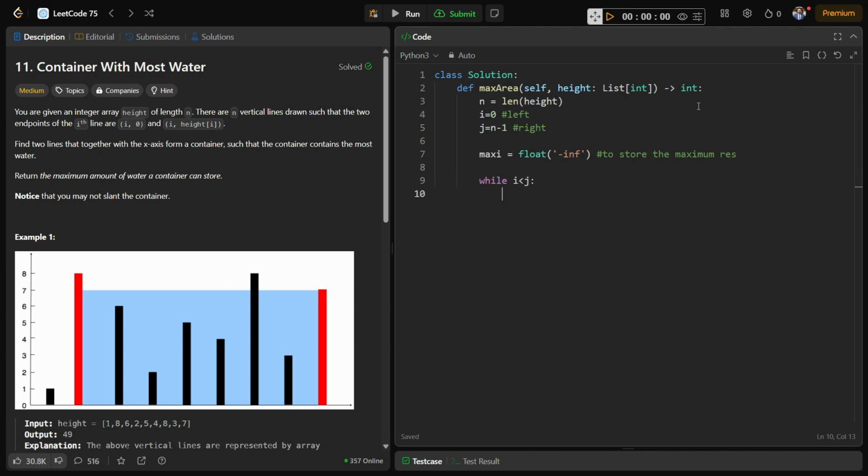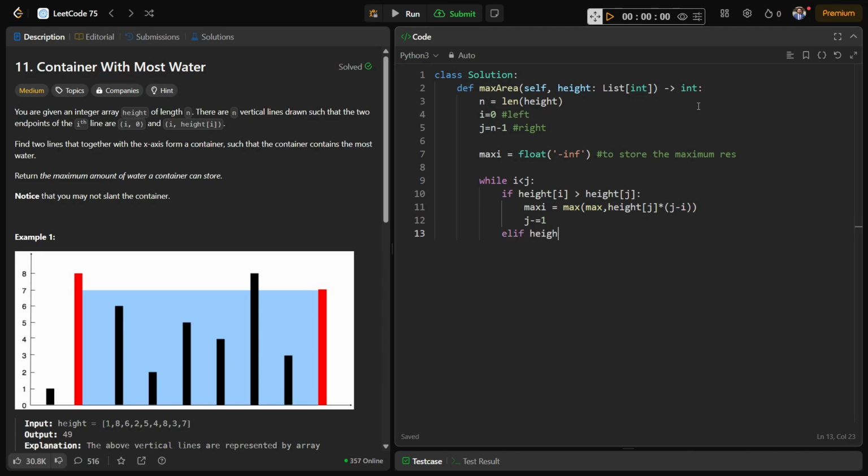i is less than j, if the height of i is greater than the height of j, in maxi we will store the maximum of maxi or the height of j, because j is smaller in height, into j minus i, to find the distance between them, and decrement j in the loop in search of another value greater than j.